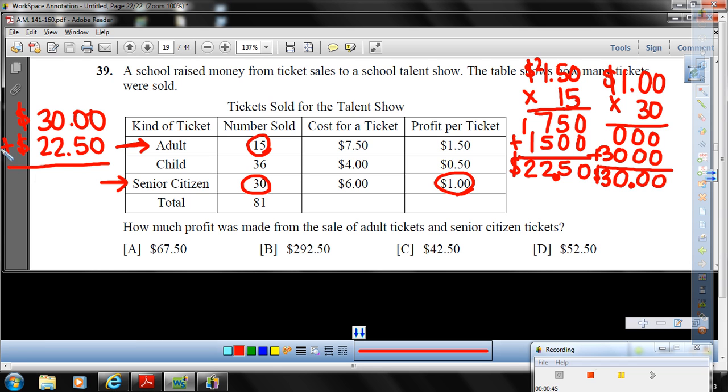We add those together. 0 plus 0 is 0. 5 plus 0 is 5. 2 plus 0 is 2. And 2 plus 3 is 5. For a total of $52.50, which is answer choice B.